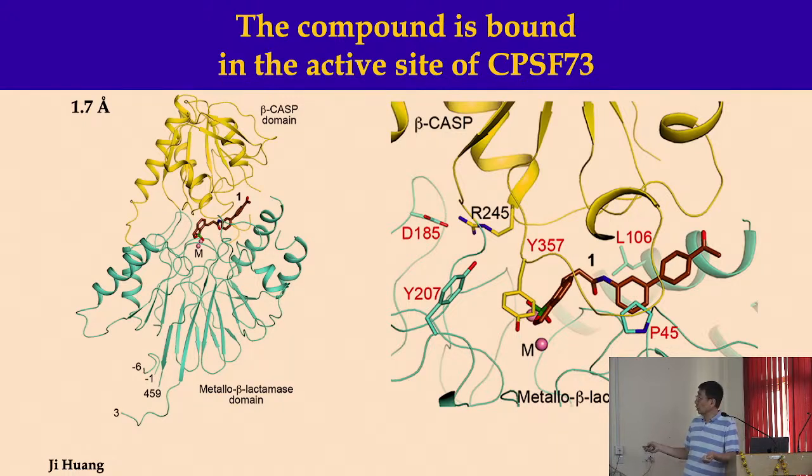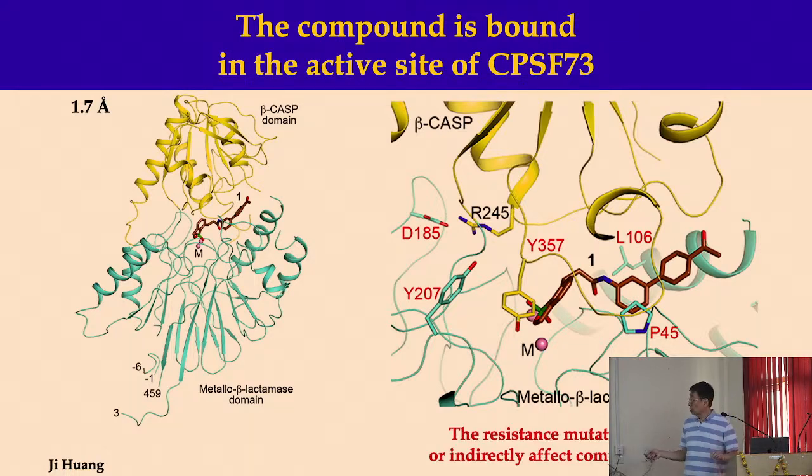Interestingly, the residues labeled in red are the ones found to confer resistance when mutated, especially proline 45 right here, directly on top of the inhibitor. So the structure confirms that the mutations either directly affect binding, or indirectly affect the interface between the two domains, which probably affects the open-close transition and thereby the binding of the compound.